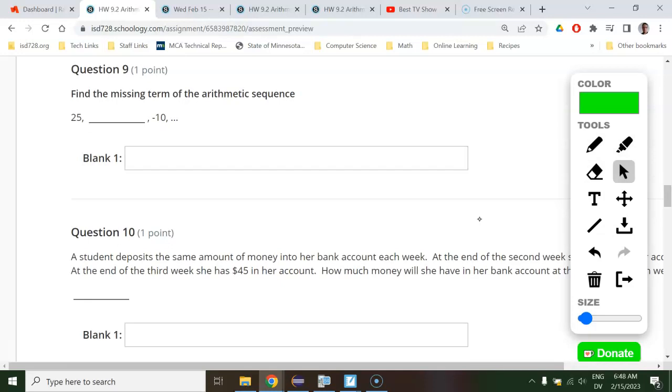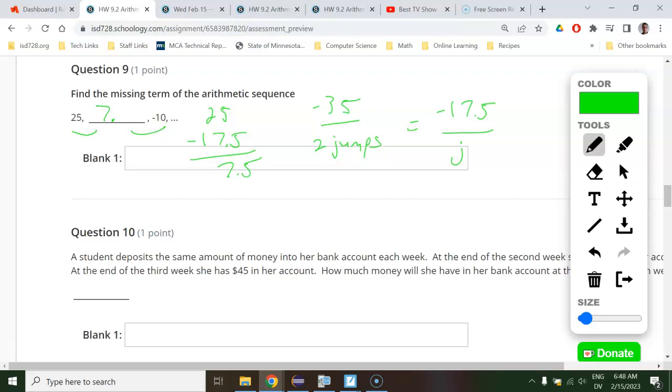Okay, and the last one's just a little weird. We're dropping this time, and we dropped a total of 35, right? From 25 to 0 is 25, and then if we went 10 more down, we dropped 35. And again, we divide that into 2 jumps, because there's a jump here and a jump here. So that's down 17.5 per jump. Alright, so if I just take 25 minus 17.5, that gets us 7.5, and that would be our middle term.